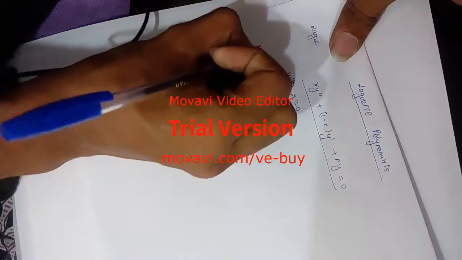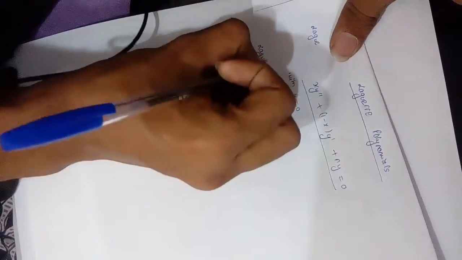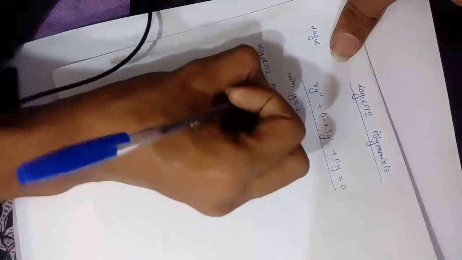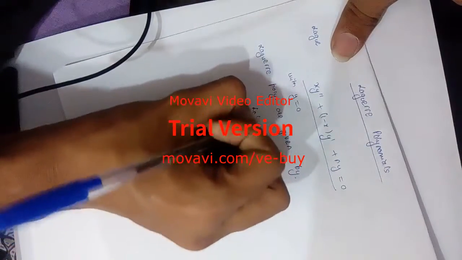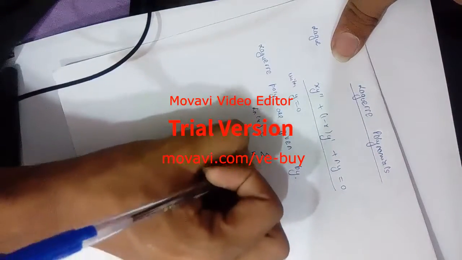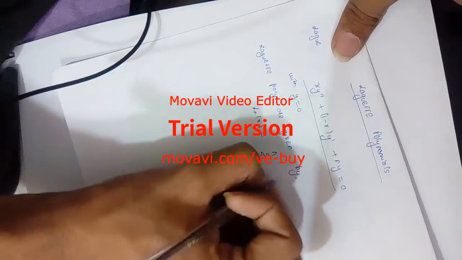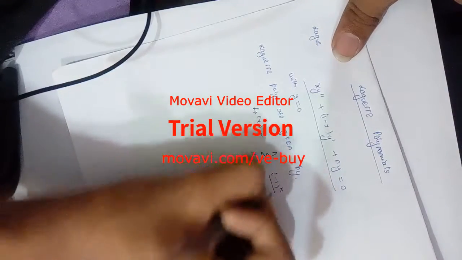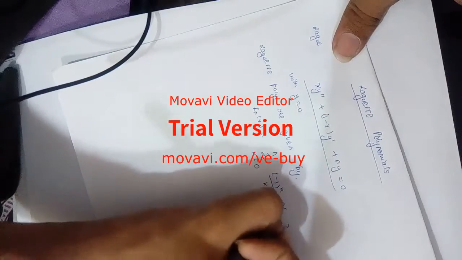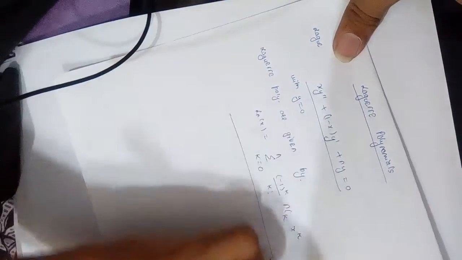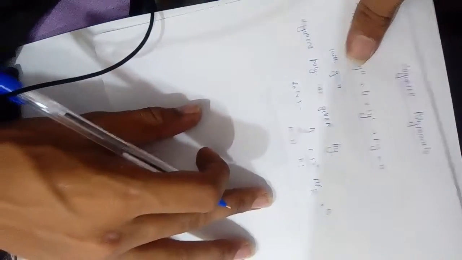So how do Laguerre polynomials look? Laguerre polynomials are given by Ln x equals summation k from 0 to n of minus 1 to the power k upon k factorial times nCk times x to the power k. This is how Laguerre polynomials look.